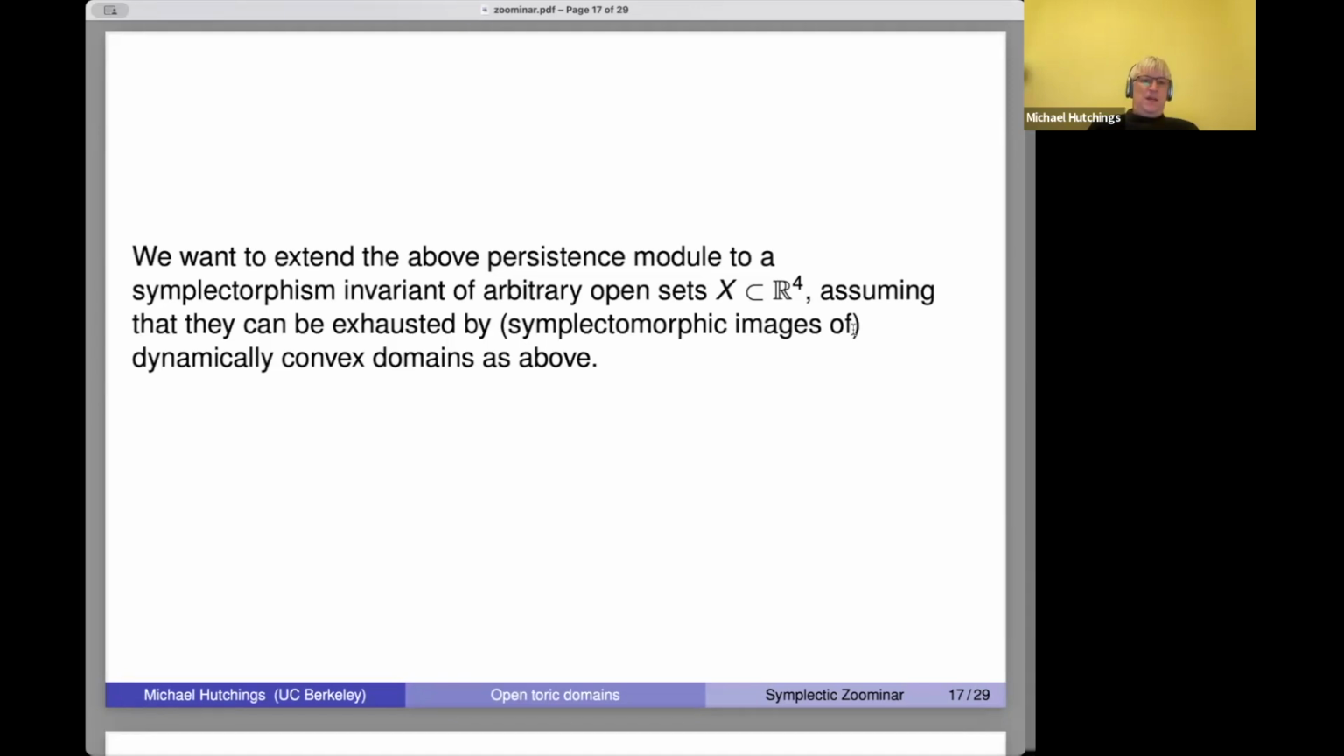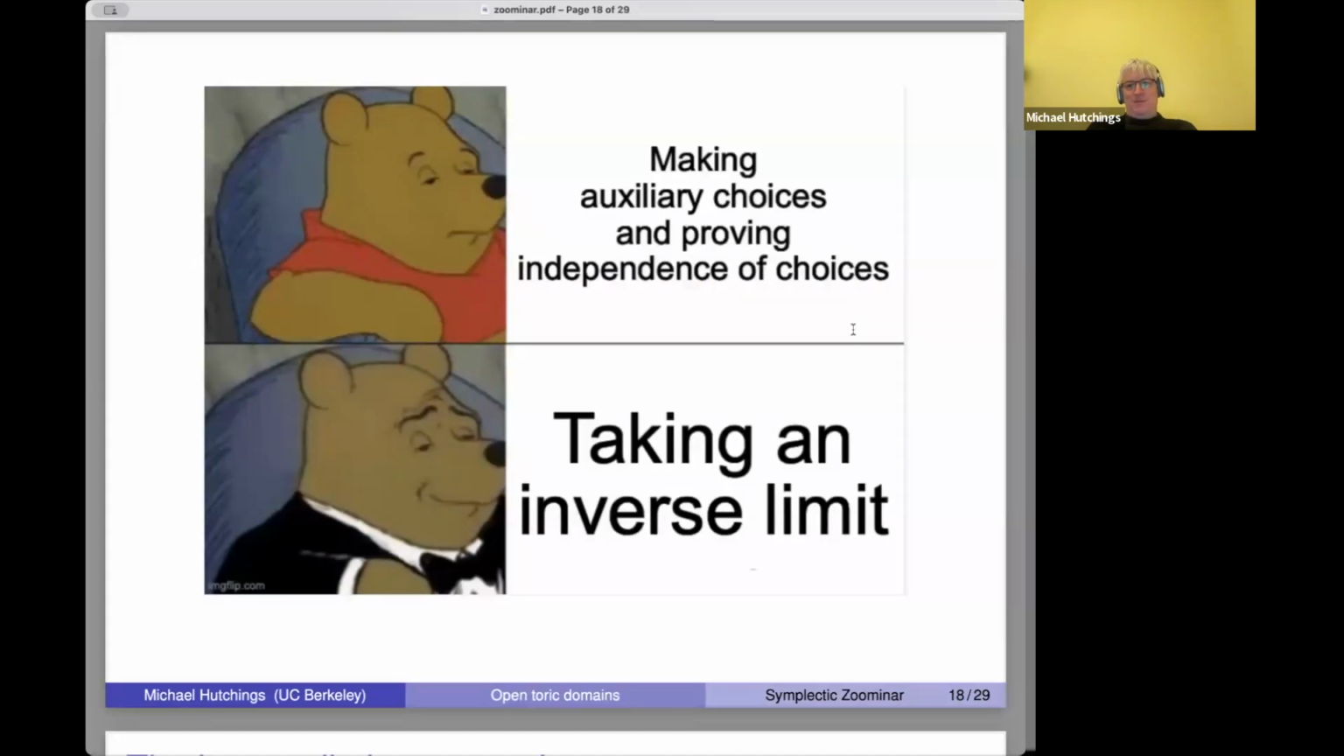So you could say, well, let's take a sequence of these convex domains which is converging to the boundary, and let's take one which is sufficiently close and look at CHL of that. Then we could try to prove that that's independent of choices, but that's kind of a mess, because if we're approximating the domain, we're changing the symplectic actions of everything. So I don't like that. So we need another method. Instead, the easier thing to do is to just take an inverse limit, and everything is going to work much better.